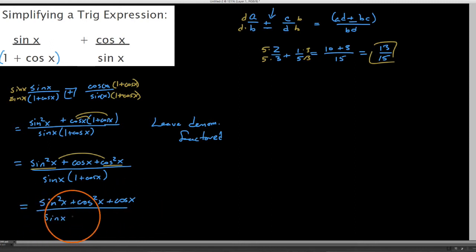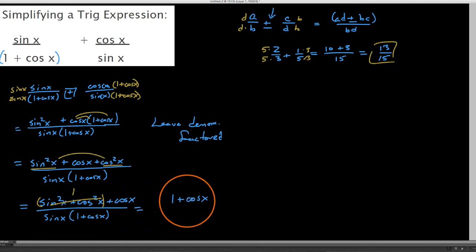We have sine x times 1 plus the cosine of x. What I know about this is that this sine squared plus cosine squared right here, we can cross this out and say that that's the same thing as 1. So now what this leads us to on the top is 1 plus this loose cosine of x over here, and this is over the sine of x times 1 plus the cosine of x.